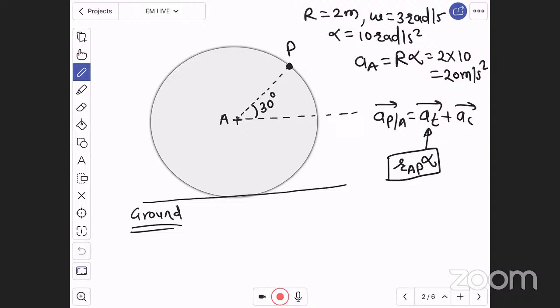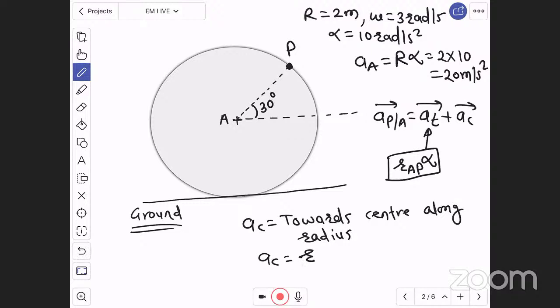That is distance of point P from A into alpha. This is tangential acceleration in the direction of tangent. And centripetal acceleration, AC, is centripetal acceleration or radial acceleration. It is towards center along radius. And magnitude of AC is distance of point P from center point into omega square, R omega square. We can say RAP omega square. This is how we are going to calculate. All right, this is acceleration of point P with respect to point A.